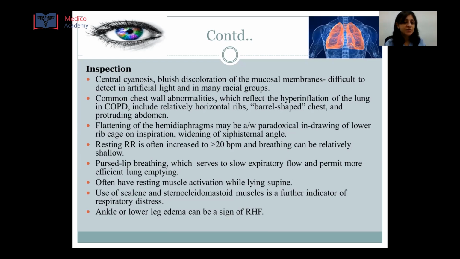Resting respiratory rate is often increased to more than 20 breaths per minute, with relatively shallow breathing. Pursed lip breathing serves to slow the expiratory flow and permit more efficient lung emptying. Often there is use of accessory muscle activation while lying supine. A further indicator of respiratory distress is use of the scalene and sternocleidomastoid muscles. Then ankle or lower limb edema, which can point towards right-sided heart failure.